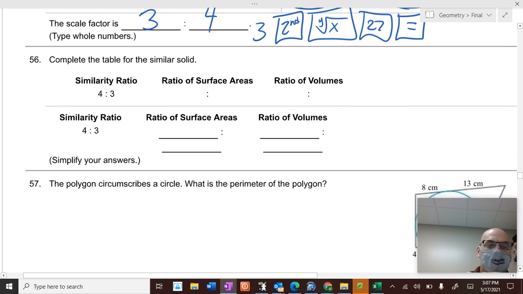All right, similar solids, a 4:3 ratio. The ratio of the surface areas, ratio of the areas, you square them both, 16 and 9. Volumes, you cube them both, 64 and 27.